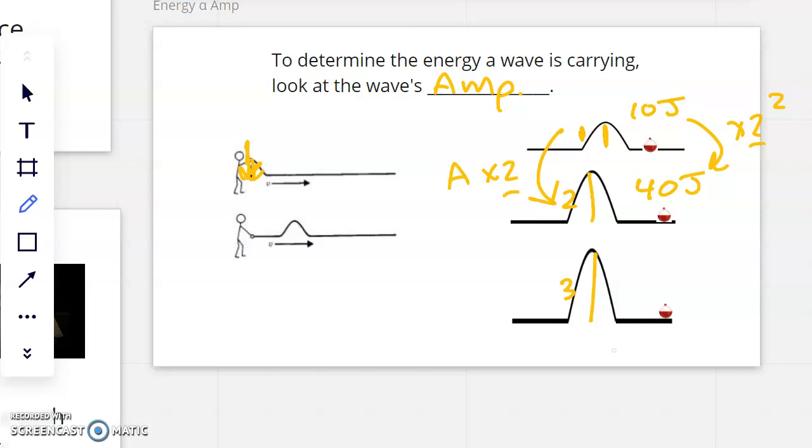Think of that for a second. Yes, of course. It's 90 joules of energy. How did I get that? I said, well, this is 3 times as big, and so I'm going to have 3 squared times as large for the energy that it was carrying.